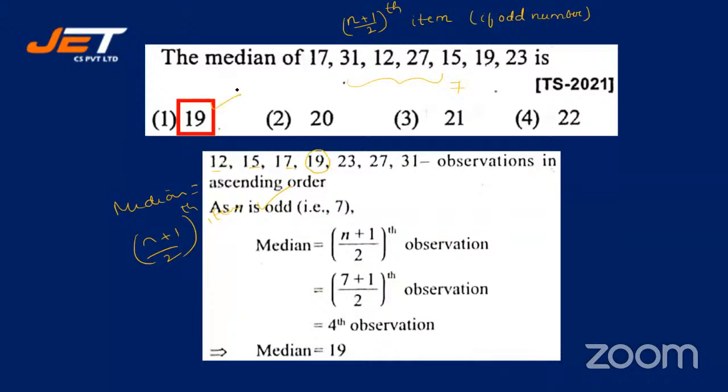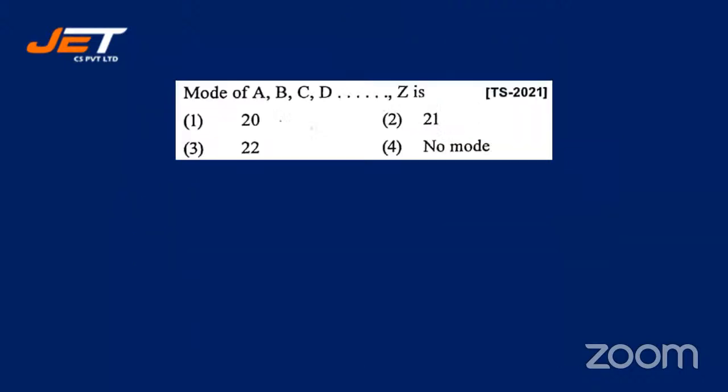This is very important from the examination point of view, students. So don't forget the formula. If it is odd, it is the n plus 1 by 2th item. Excellent to those who have given me the right answer.